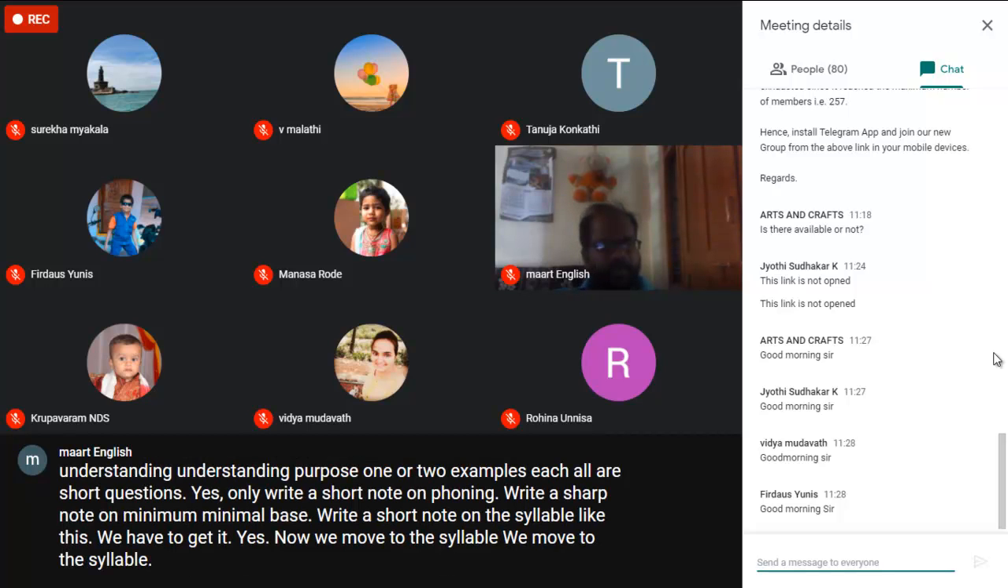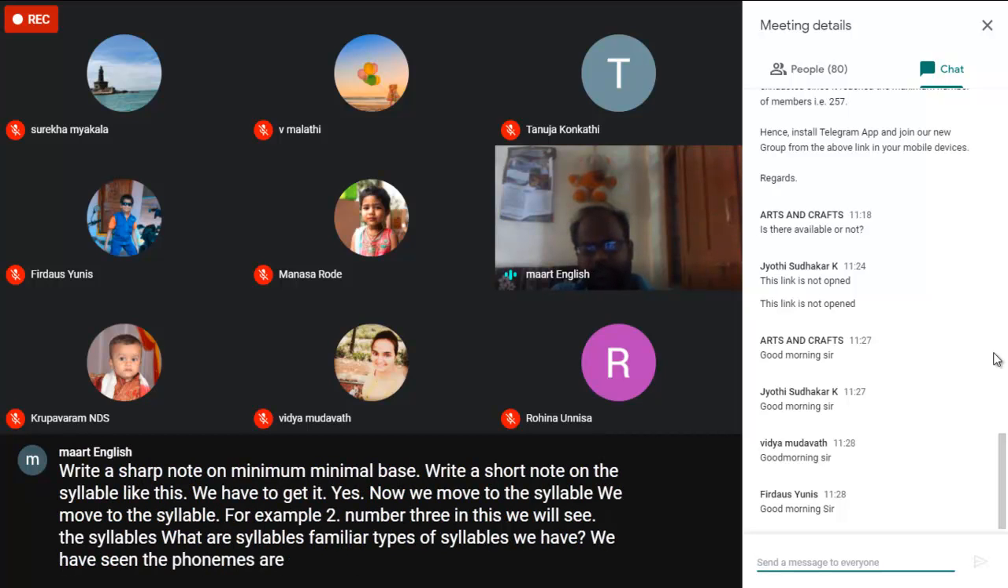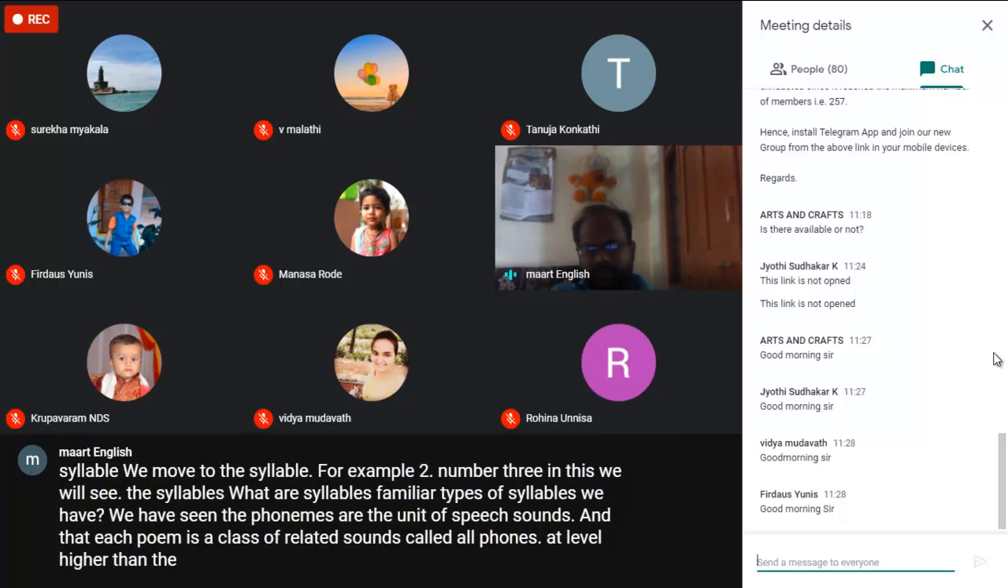In this, we will see the syllables. What are syllables? How many types of syllables do we have? We have seen that phonemes are the unit of speech sounds, and that each phoneme is a class of related sounds called allophones. At a level higher than the individual sound segments or phonemes, we have the units called syllables.